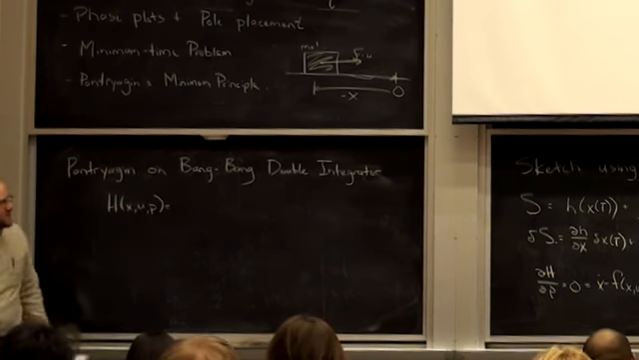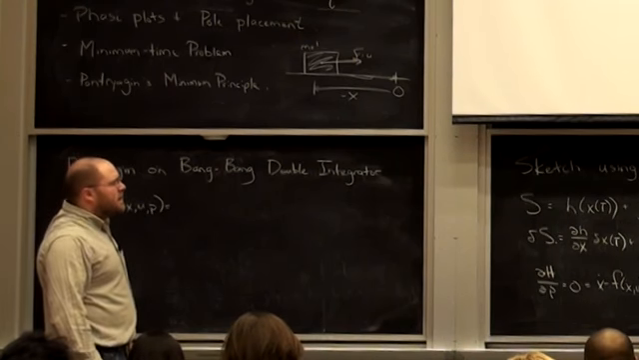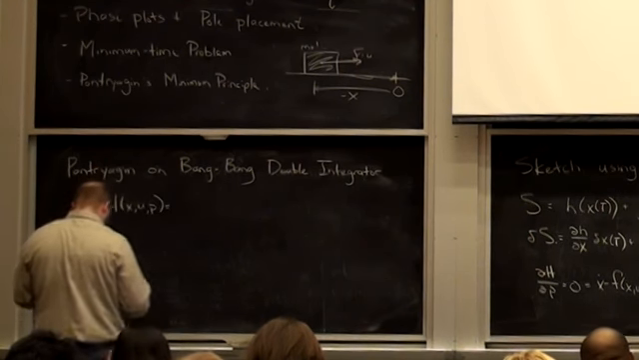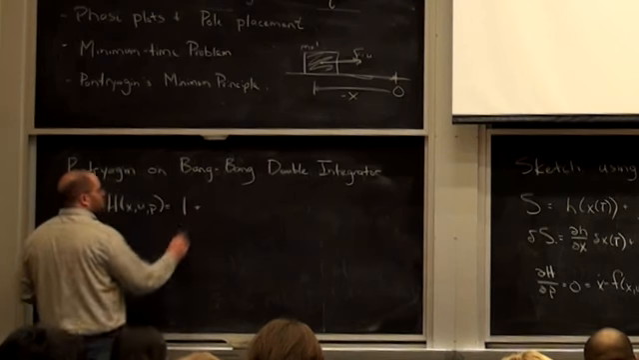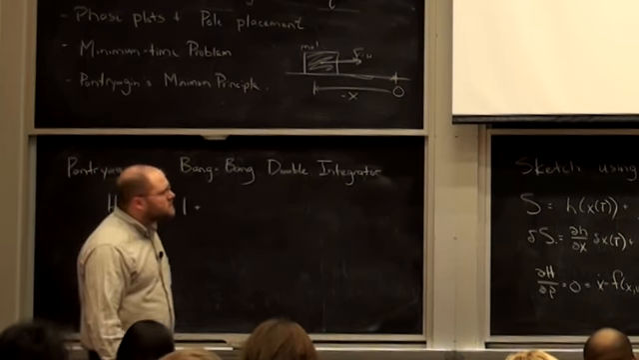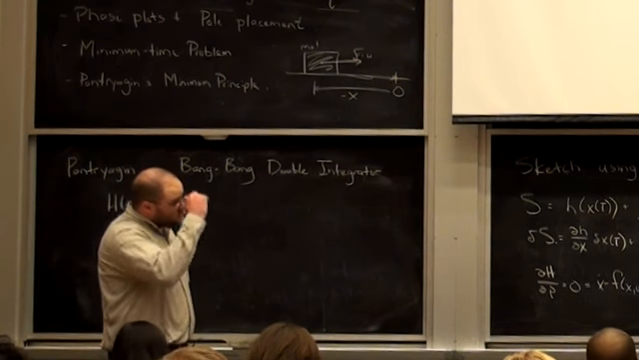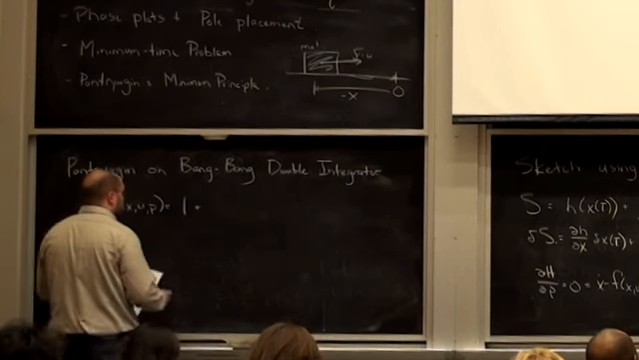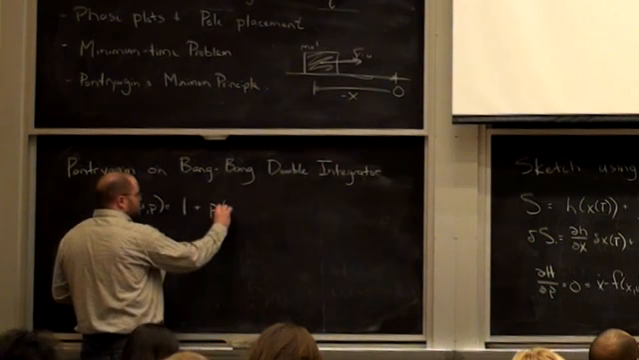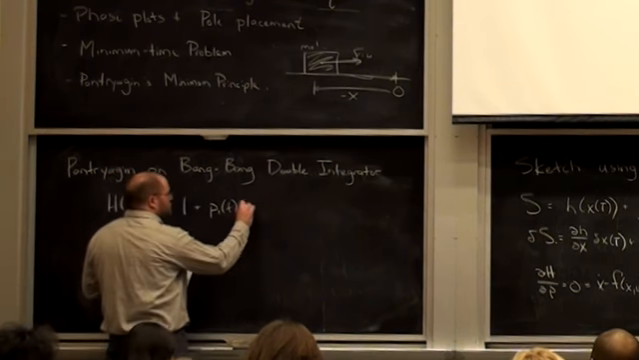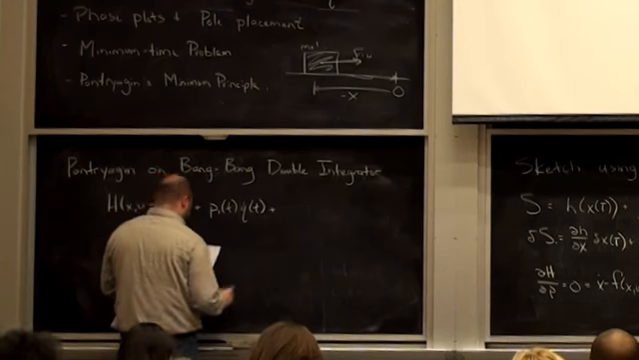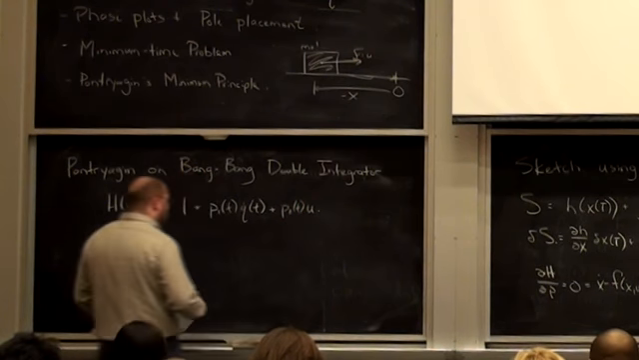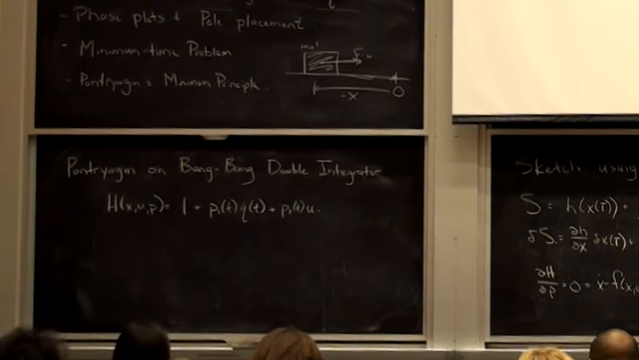What does the Hamiltonian look like for this thing? G of x, u we said was just 1. Then p transpose times f of x, u. I'll just write it out in element form since it's so simple. It's 1 plus p1 times q dot plus p2 times u.